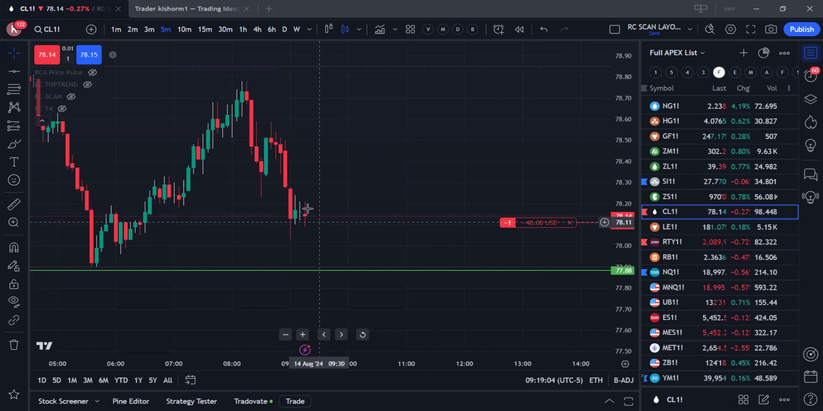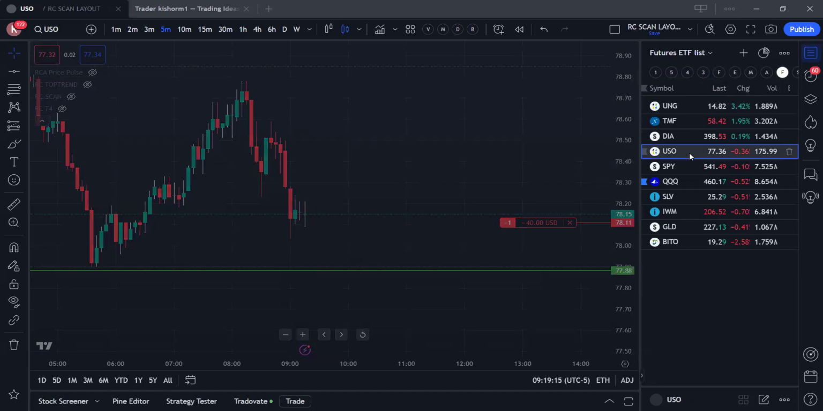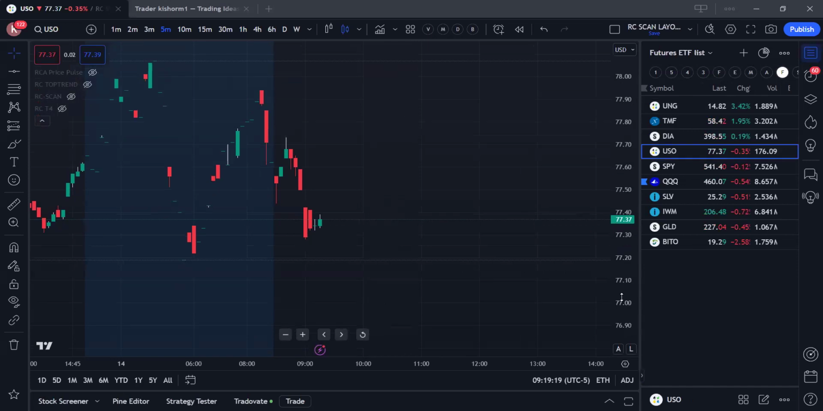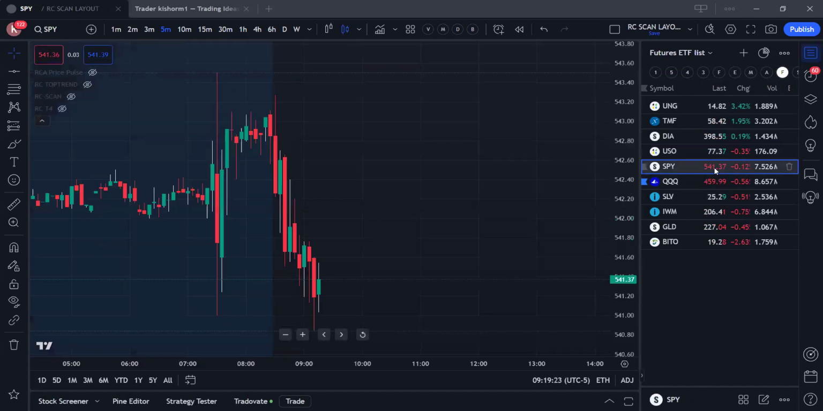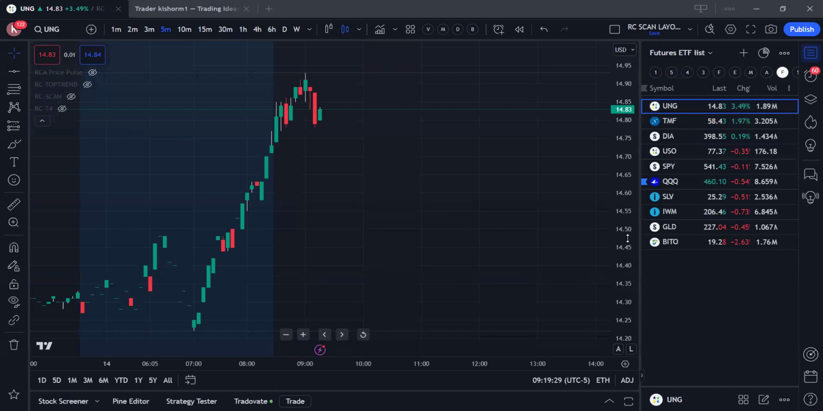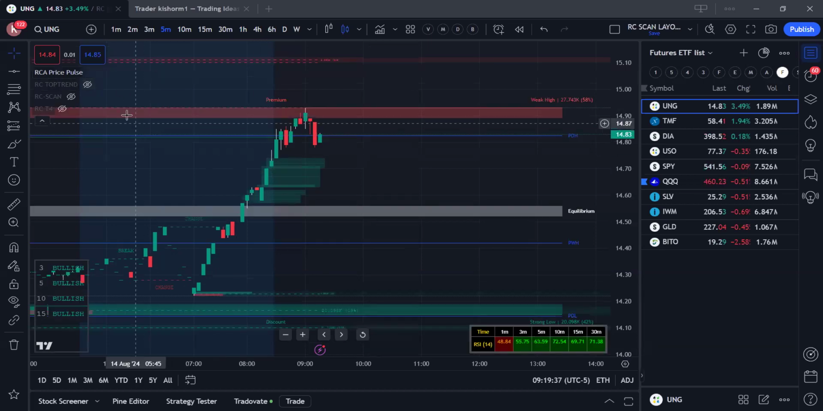You can wait on crude oil for some more time. Right, again, you don't need a lot of indicators, right? I'm only giving examples. If you have too many, you may get confused. All you need is your Price Pulse and your Top Trend.